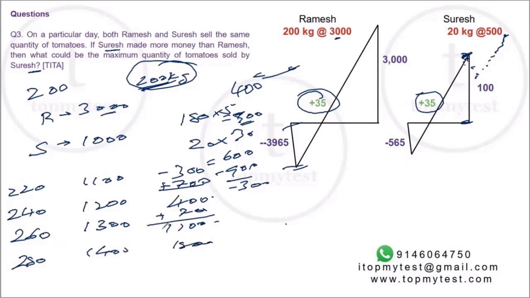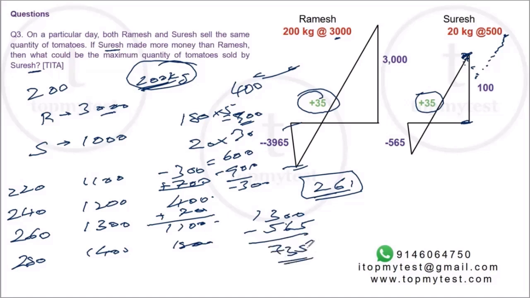He has overtaken him. Where will be exactly overtaking him? You can figure out straight away. It will be at 261 kilos. At 261 kilos, basically Suresh suffers a 565 drop, right? So his profit will be 1300 minus this 565. Why? Because he has to incur the cost of the entire bag, right? And the disposal, right? So his profit will be somewhere around 700. This is 735. His profit drops to 735.